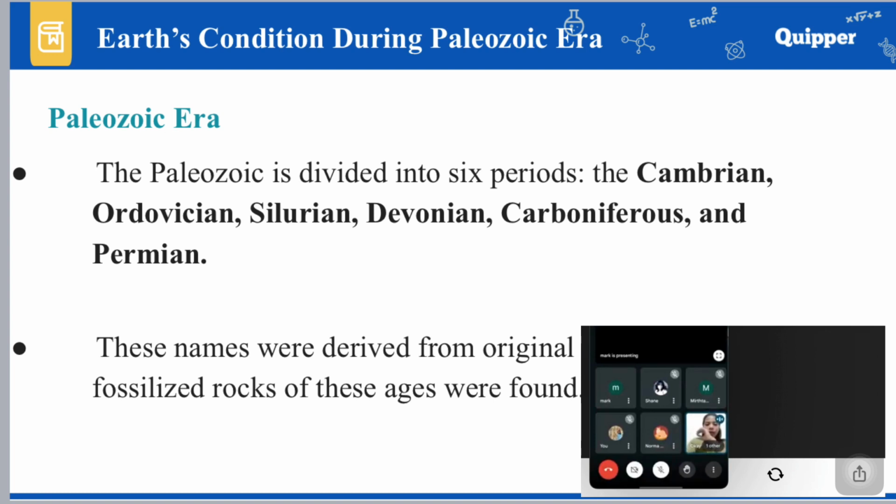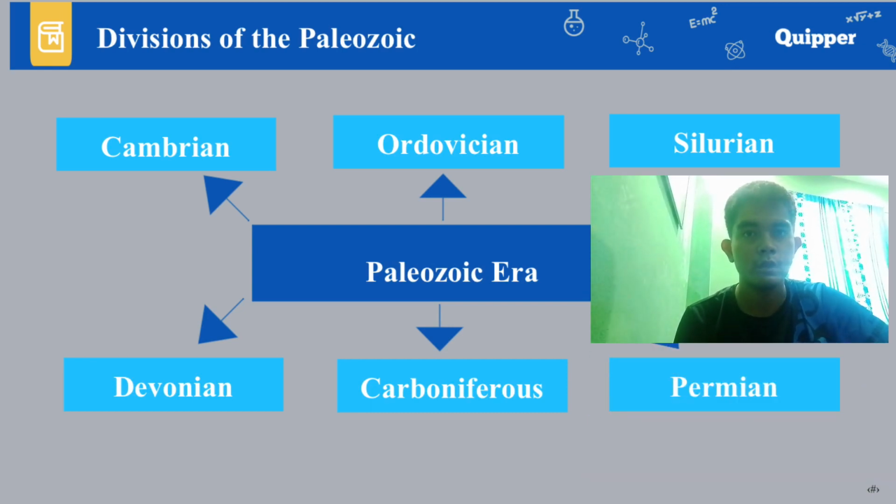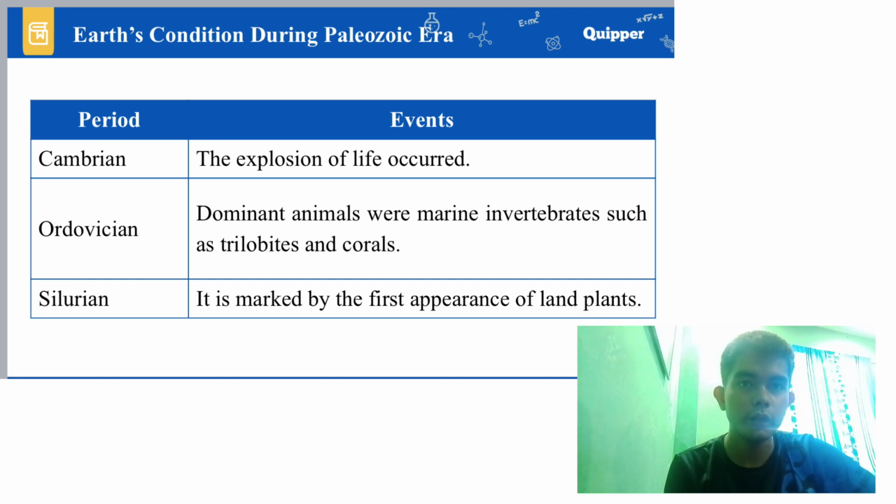So, these names were derived from the original location where fossilized rocks and these ages were found. Division of Paleozoic era. The Paleozoic era has 6 periods: Cambrian, Ordovician, Silurian, Devonian, Carboniferous, and Permian. So these are the events of the Cambrian period. The Cambrian period marked a rapid diversification of life forms, known as the Cambrian explosion, during which most modern animal phyla appeared, including abundant groups like trilobites, brachiopods, and mollusks.